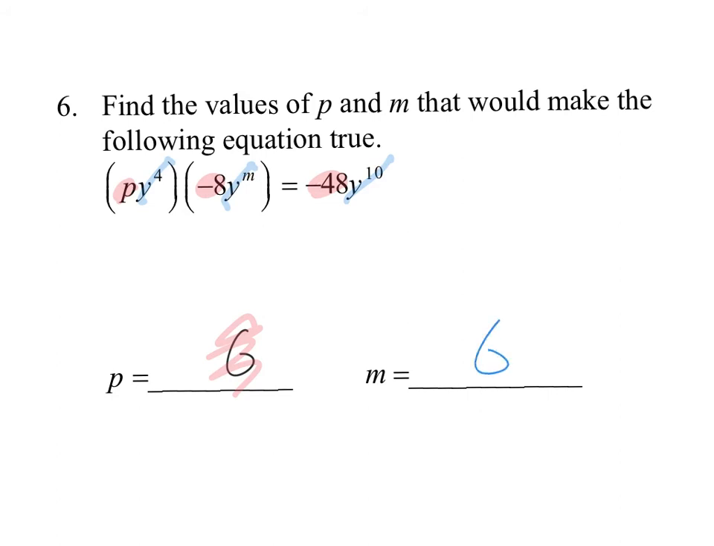Now, it's just a coincidence that these are the same. Don't assume that they're going to be the same. They're not always going to be the same. They could totally be different numbers. That's just a coincidence. But this is 6 because 6 times negative 8 is negative 48. And this is 6 because 4 plus 6 makes 10, because I have 4 y's here, 6 y's here to make a total of 10 y's being multiplied together.